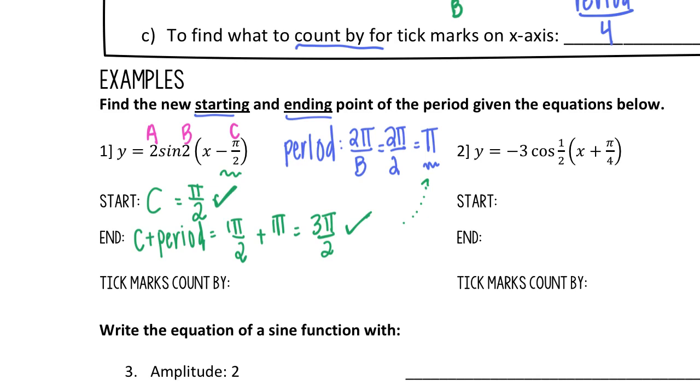If we were going to graph this now, it would also be helpful. So you'd have a total of 5 tick marks. So you'd have the start, you'd have the end, and you'd have 3 in between to account for each different piece of that pattern that the sine curve makes. To find out what the tick marks count by, you take the period and you divide by 4. So in this case, our period is pi, divide by 4. That means from tick mark to tick mark, we're adding pi over 4. So we would start here at pi over 2, we'd end at 3 pi over 2, and to find each of the pieces in between, we would add pi over 4 to the one before.